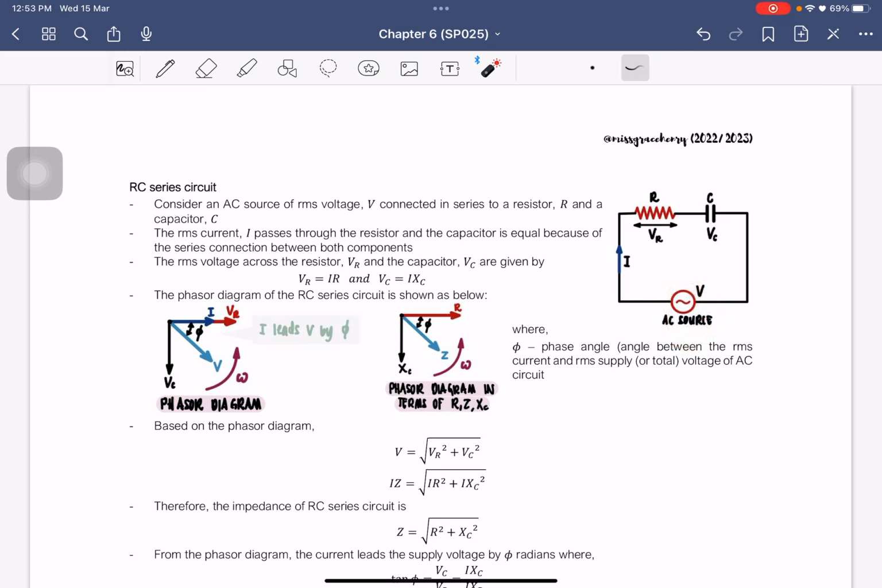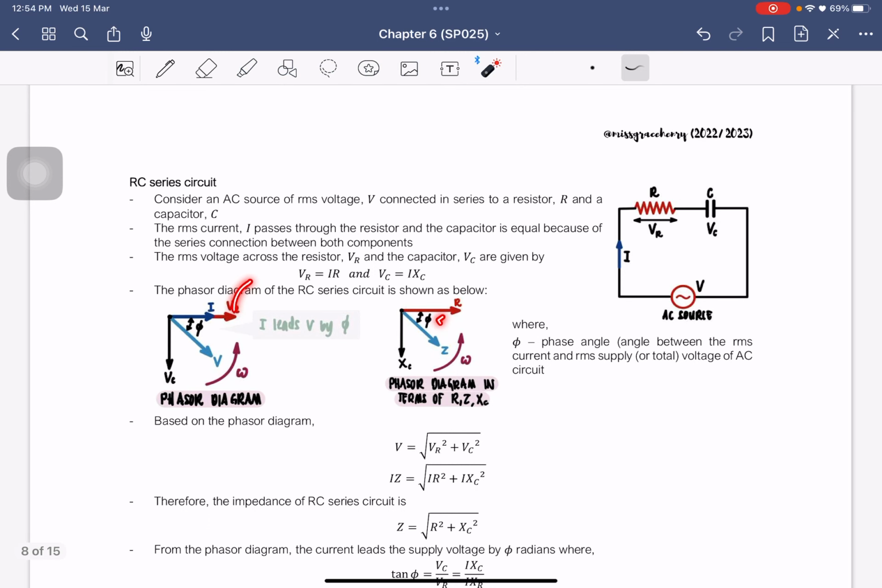Alright. So the phasor diagram for RC series circuit is shown here. As we can see, the current leads the voltage by phi. Phi is the phase angle lah. Okay. So this is in terms of R, Z and XC. It's entirely up to you whether you want to use V ataupun XC begitulah, right?